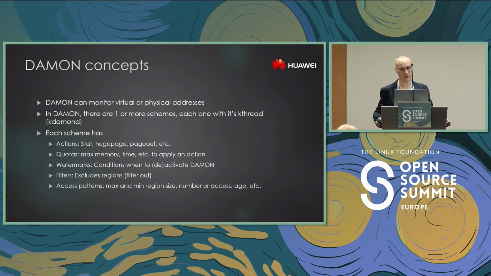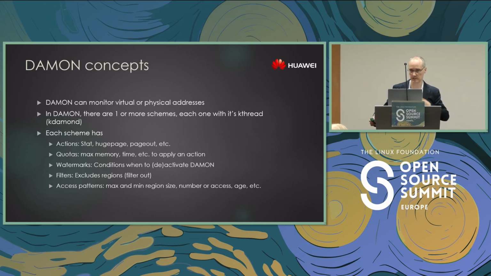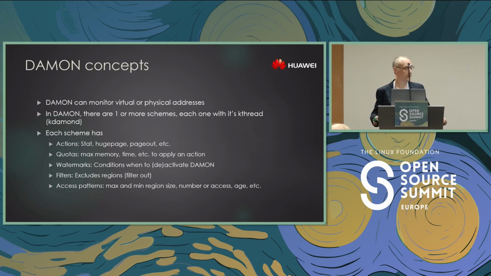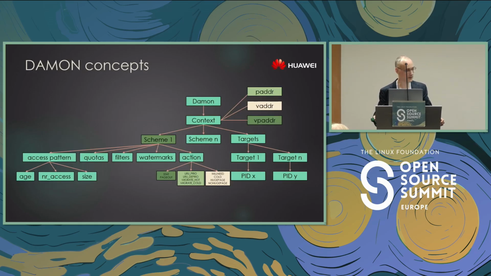So, to limit and to stop that when it takes too much time and too much memory. Watermarks, when Damon can be activated or deactivated. Filters and access patterns, which is the most interesting part. You can set when these actions will be applied, right? When a region reaches a certain size, when we have a certain number of accesses to that region, age, and so on. So, okay.